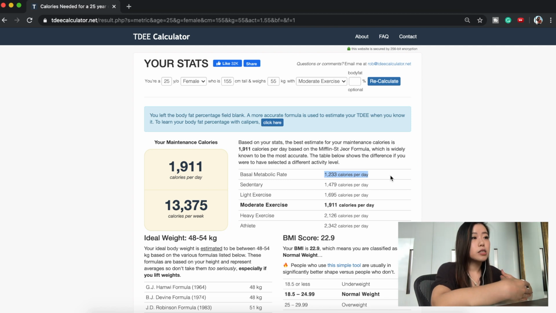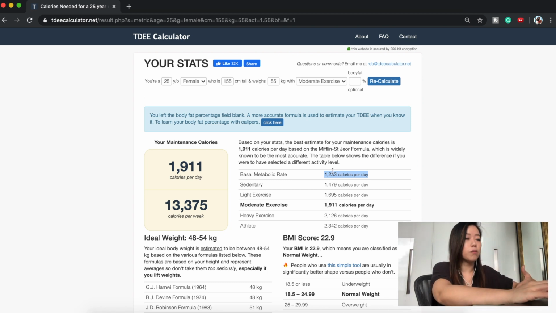So I would probably experiment by 50 calorie increments. So I would first try out 1350 calories. If it still doesn't work for any reasons, then 1300 calories or 1250 calories. But I would not go below my BMR.